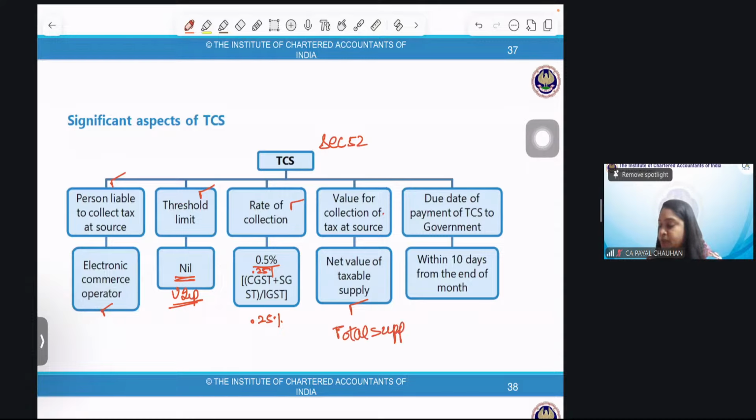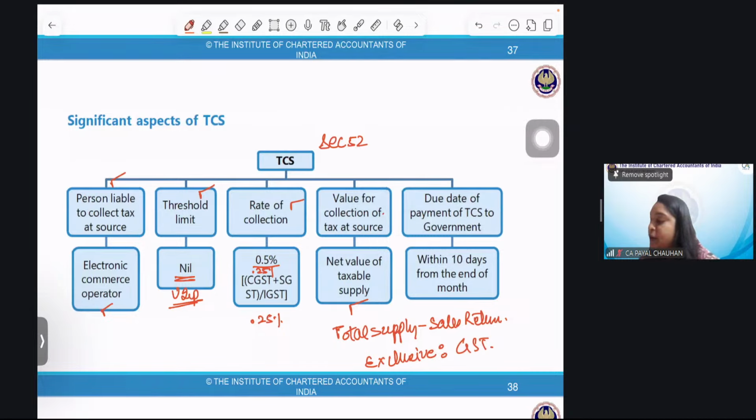Who'll answer me? What is the value of? Yes, very good. Minus sales return. Very good. Acha, will the exclusive? Okay, I'll write. Exclusive of what will not be included in the value? What will not be included? Yes, GST element will not be included in the value.